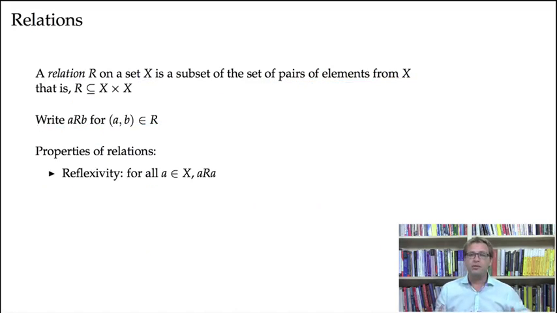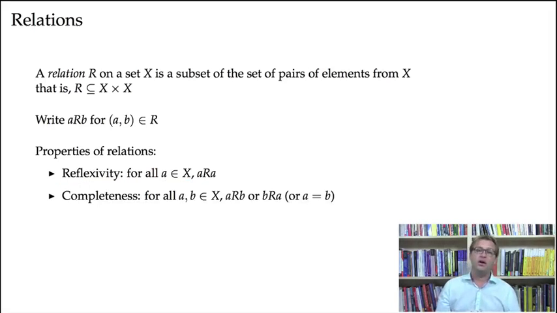Now, in general, we're not going to be interested in any subset of pairs of elements from X, but rather subsets that satisfy certain very natural properties. The first property is reflexivity. Reflexivity says for any element A in X, A has to be related to itself. So the pair AA has to be identified by the relation R.